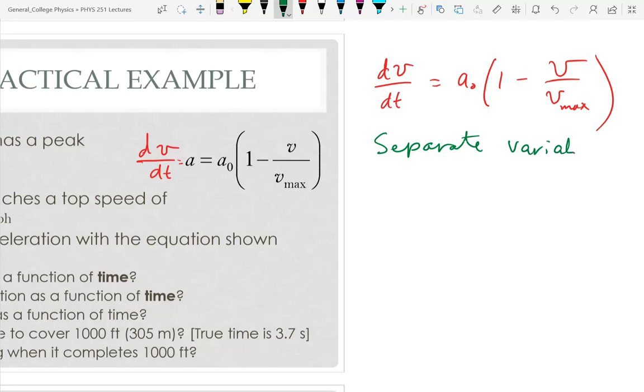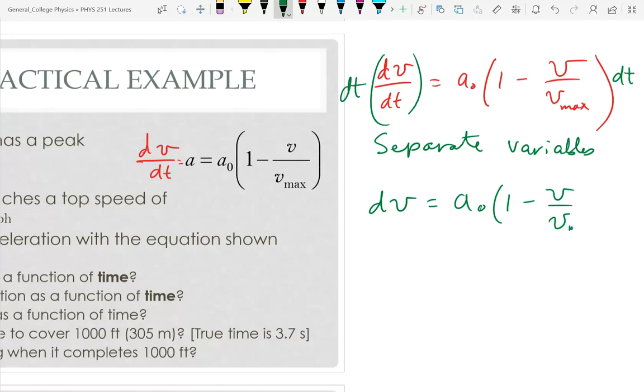Which is exactly what Michael said. Multiply by dt, and what you do to one side, you must do to the other. And so then I have dv is equal to a0 times 1 minus v over v max, dt. Okay, am I done separating variables? Obviously the answer is not yes, or I would not have asked the rhetorical question. Why am I not done separating variables? I have a v on both sides.